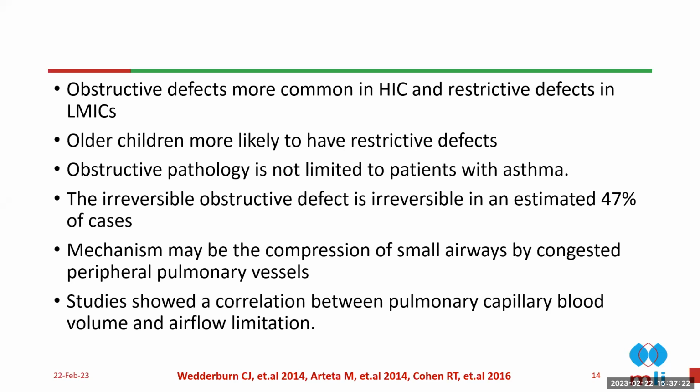In one study, it was found that those who had irreversible obstruction, meaning that when they gave them a bronchodilator like salbutamol, they did not respond, were almost half, at 47%. So this group would not be treated for asthma, yet they still have an obstruction. In this group, they think that the mechanism may be compression of the small airways by the congested peripheral pulmonary vessels.